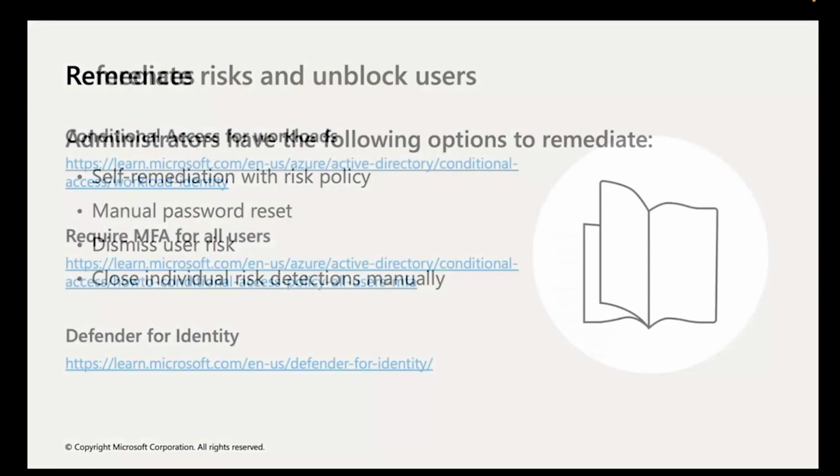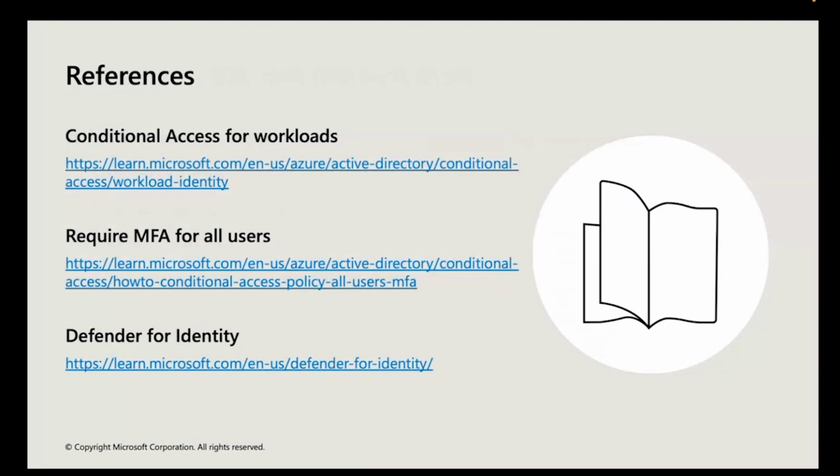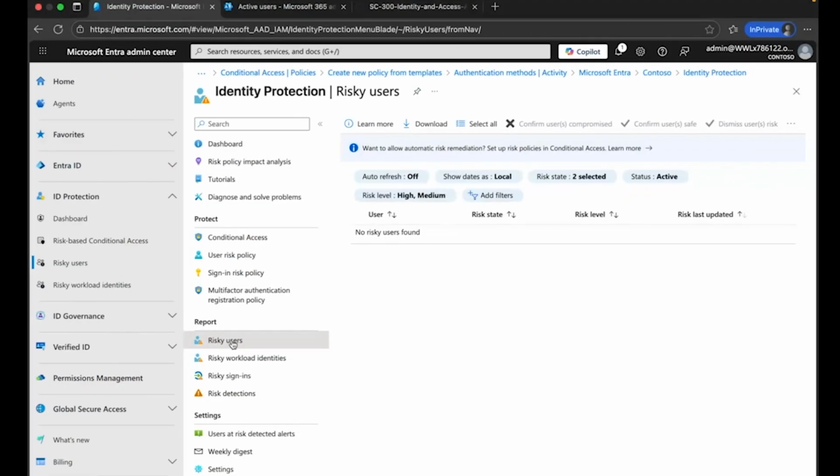For this, we have different reference links that you can use for understanding: conditional access for workloads, require MFA for all users, and Defender for Identity. Now, the question is, what is Defender for Identity? Because we are talking about identity protection, we know that we have identity protection for Entra ID, which looks good, not a problem. But when we are working in a hybrid model where we have on-prem Active Directory Domain Services, what kind of identity protection do we have for my on-prem Active Directory?